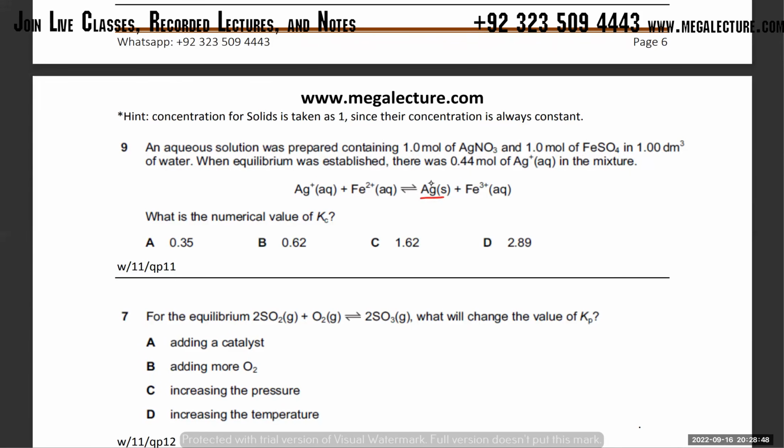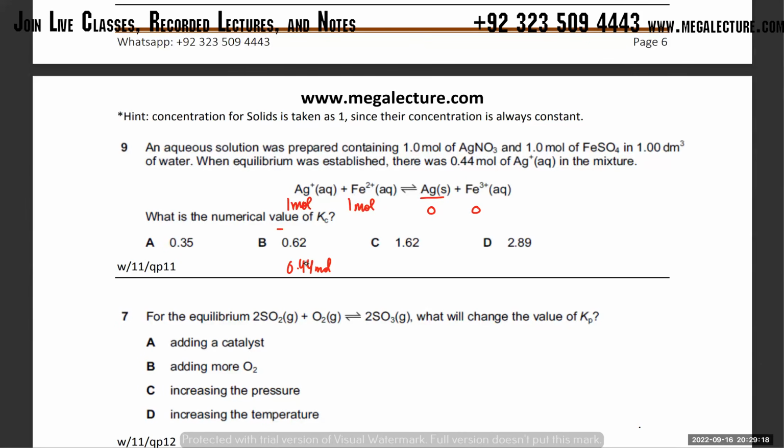It says that the moles of silver ions is 1 mole. So initially you have 1 mole of this, and you got 1 mole of Fe2+ in a 1 dm cube solution. So there's no silver, there's no Fe3+. Equilibrium was established. There was 0.44 moles of silver ions. So at equilibrium, this is 0.44 moles. So how much reacted? It was 1 at the start and you got 0.44 now.